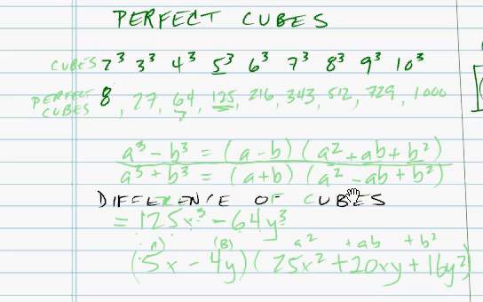But if you have an equation that has 8 to the third, you know that's a perfect cube. Okay, so these are cubes here. These are perfect cubes.